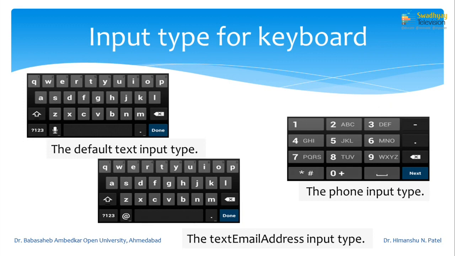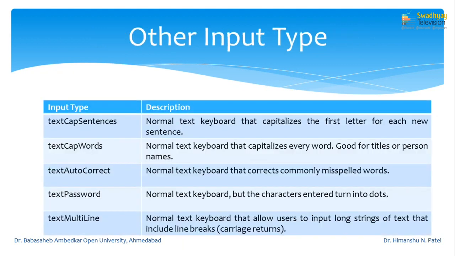You can see different types of keyboard specified by input type. The first is the default text input type, another is the phone input type, and the last is the textEmailAddress input type. Here you can see the @ sign, but in the other keyboards you can't see this, and inside the phone input type you can see only digits. So, this is how you can specify input type for your text field.